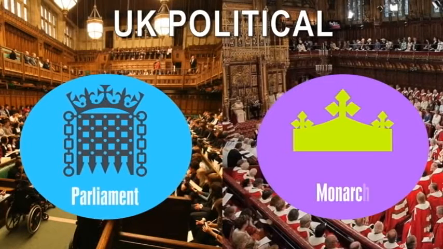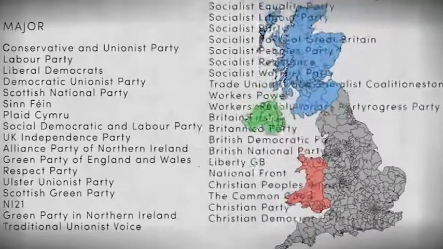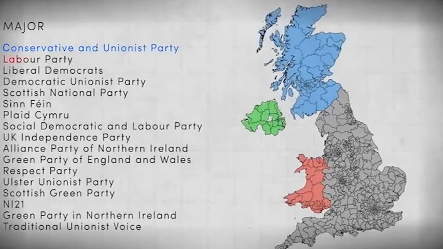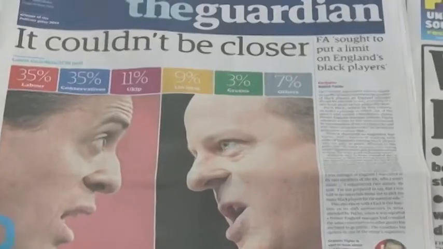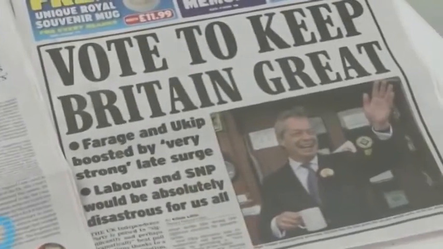The UK is a parliamentary democracy and a constitutional monarchy. It has numerous political parties, but the major three are Conservative, Labour, and Liberal Democratic. The political party that wins the general election forms the government, and the winning party's leader becomes Prime Minister.